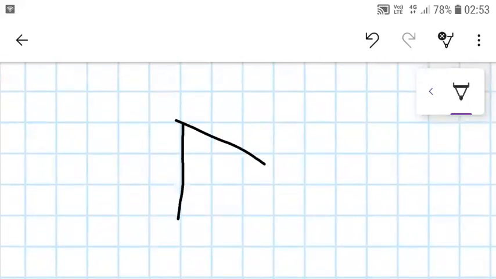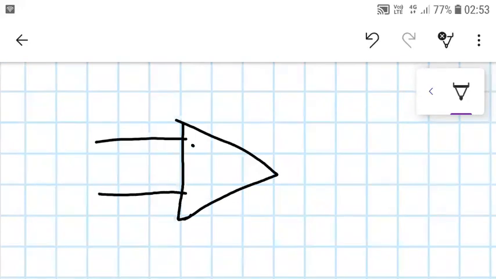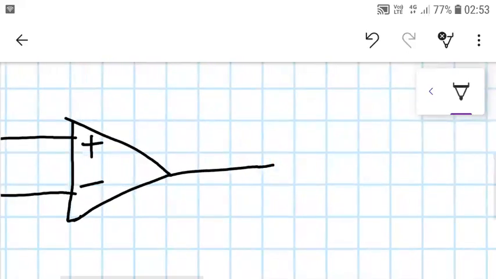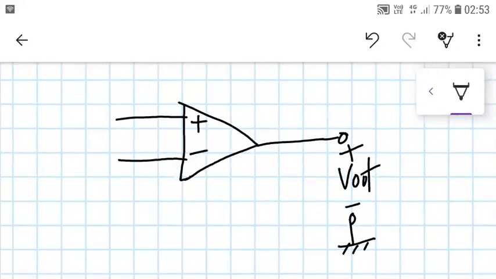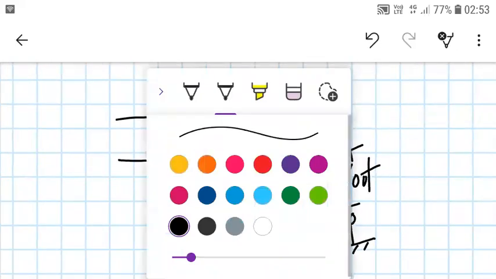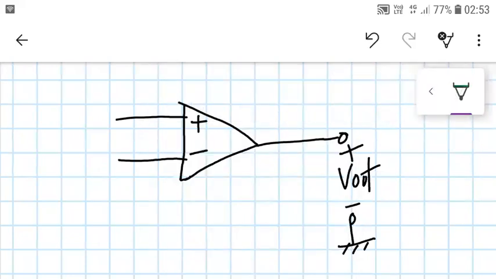So I have my op-amp. I have my 2 input terminals, here and here. Let me call them plus and minus. I am not showing the power supply, that is VCC and VEE. It's understood that they are there. This is my output, V out. The output is always measured with respect to ground for an op-amp, so kindly note that point. Now I will do the external connections. So this is my op-amp in open loop configuration.